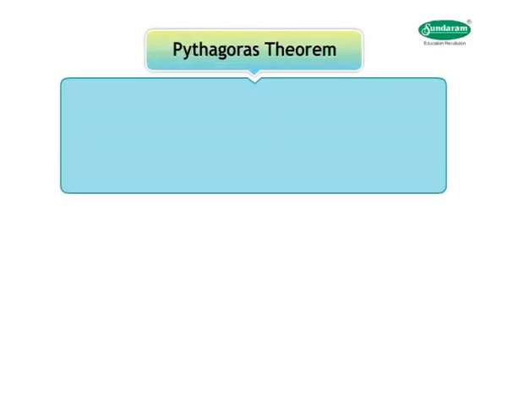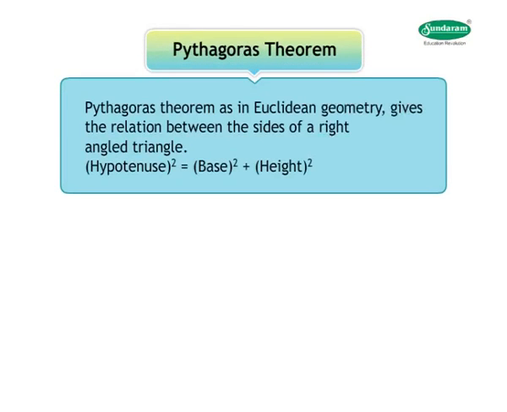Pythagoras Theorem, as in Euclidean geometry, gives the relation between the sides of a right-angled triangle. That is, hypotenuse square is equal to base square plus height square. As we have studied the property of similarity of right-angled triangles, we will prove the theorem using the same. Let's look at the theorem now.